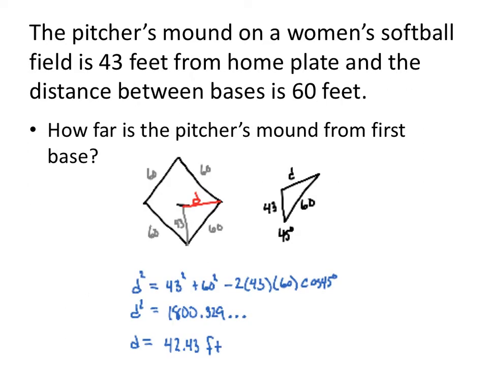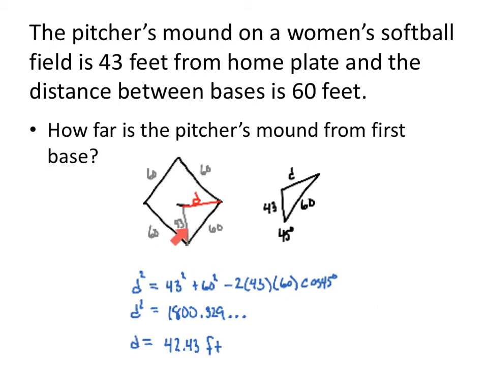Let's try some word problems. The pitcher's mound on a women's softball field is 43 feet from home plate. All right, pitcher's mound, 43 feet from home plate. This is where the batter stands, for those of you not familiar with women's softball or baseball in general. The distance between the bases is 60 feet. I want to know how far the pitcher's mound is from first base, and we're taking this to be the center of the pitcher's mound.